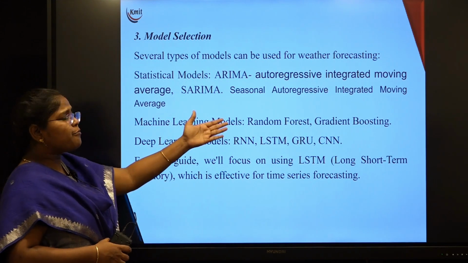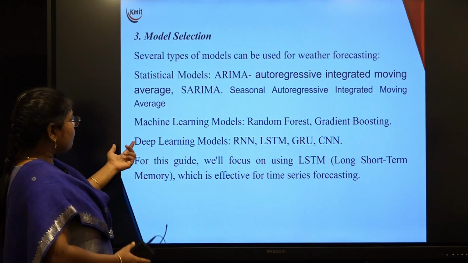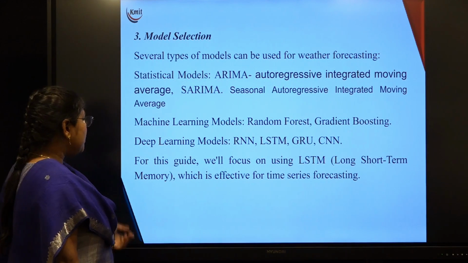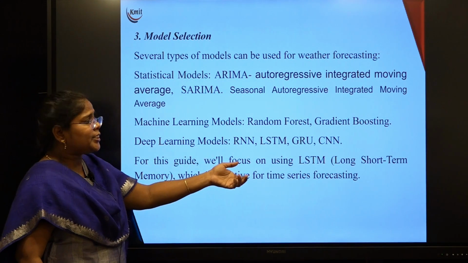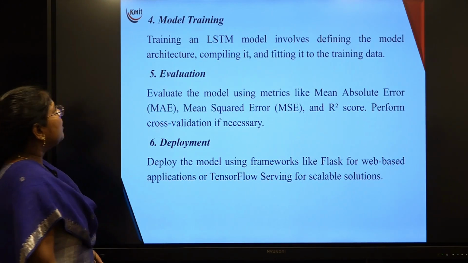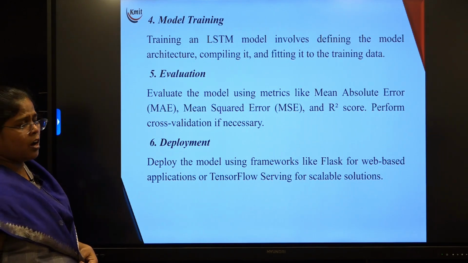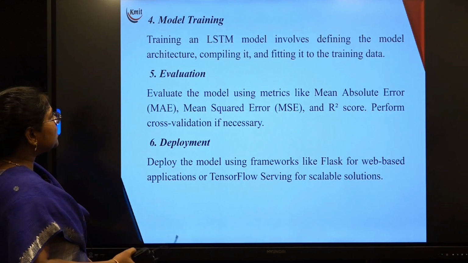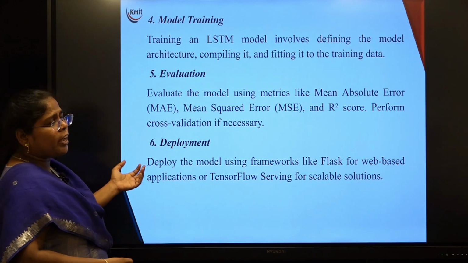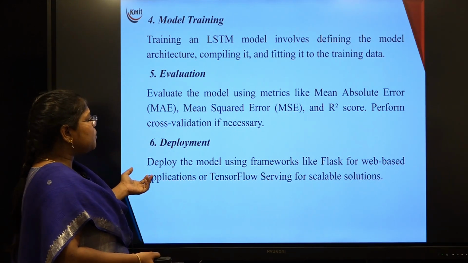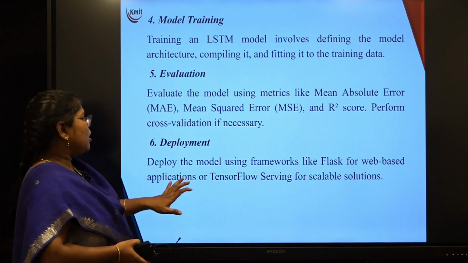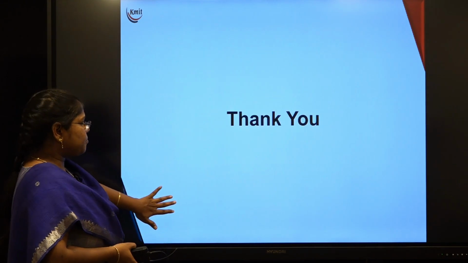Next are machine learning models. There we can use random forest or gradient descent. For deep learning models we use RNN, LSTM, GRU and CNN. Mostly we can use LSTM because it is more effective for time series forecasting. Next we start training the LSTM on the data. Once the training is done, we fit the data. Once the fitting is done, we evaluate the model. Once the model is evaluated, we deploy it in our HTML code with Flask and develop the web application. Thank you.